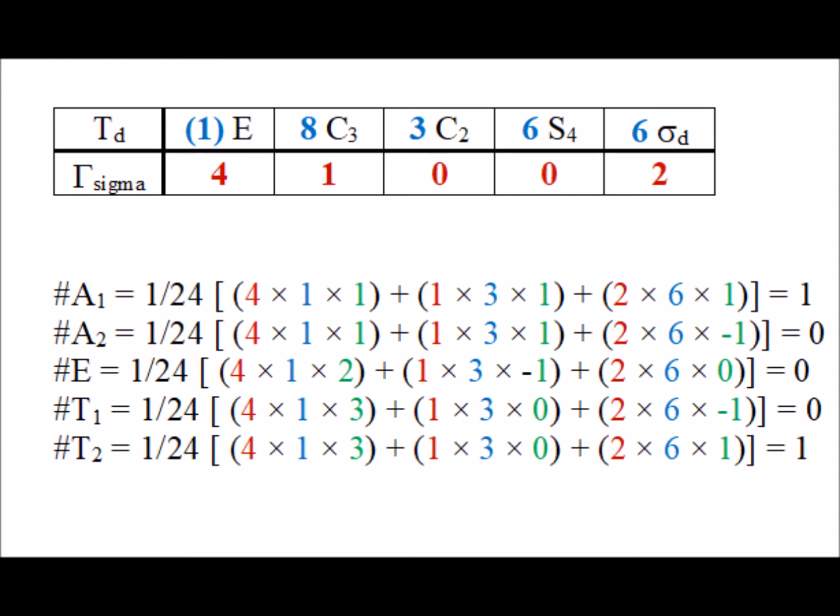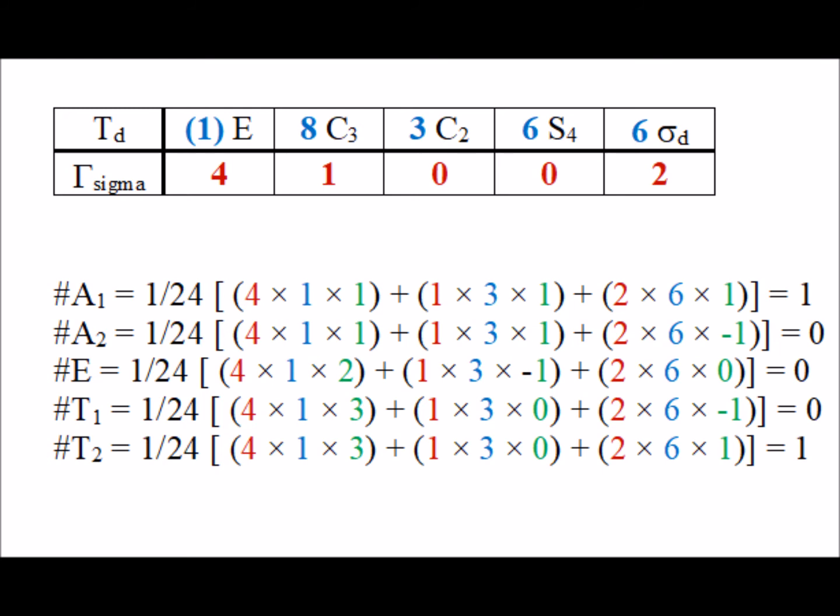The fifth and final irreducible representation in the group is T2. So we continue as we did before. We notice that under the E operation, the character is a 3 because we have a triply degenerate representation. So our first term is 4 times 1 times 3. The character under C3 is a 0, so our second term is 1 times 3 times 0.